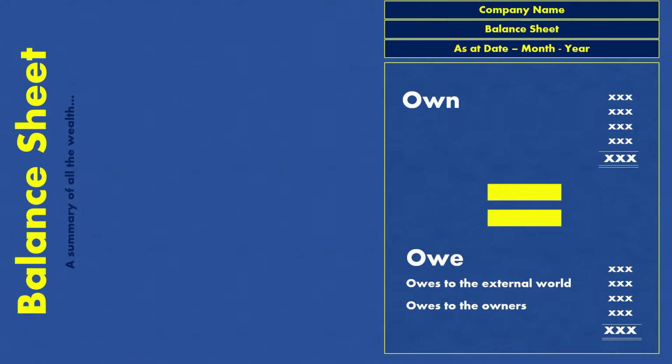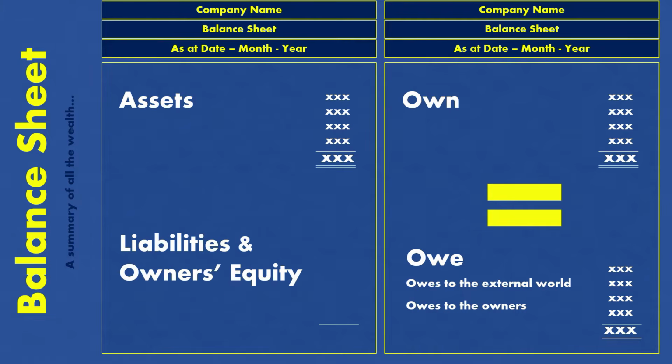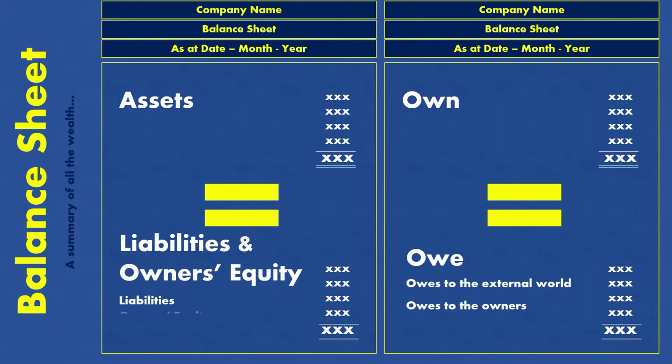Now all we need to do is to add the professional terminologies into our balance sheet, and rather than saying we own, we would say this is the asset side and these are all the assets of the business, and then the other side is liabilities and owner's equity side, where we show all the obligations, and of course these two sides are equivalent to each other.